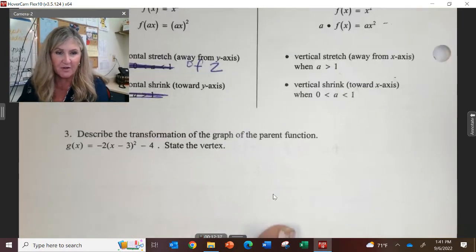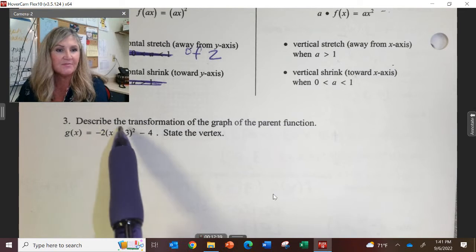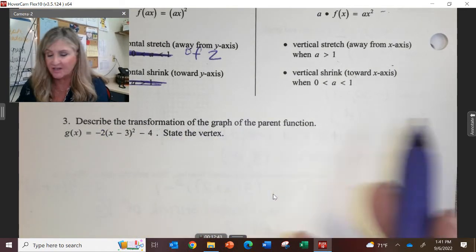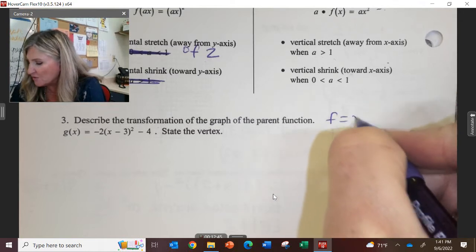All right, we already know all that. Let's just review, like I said. Describe the transformation of the graph of the parent function. So the parent function is f equals x squared.